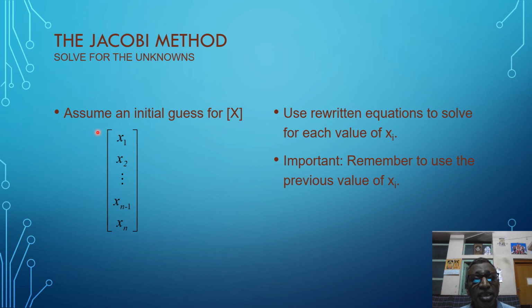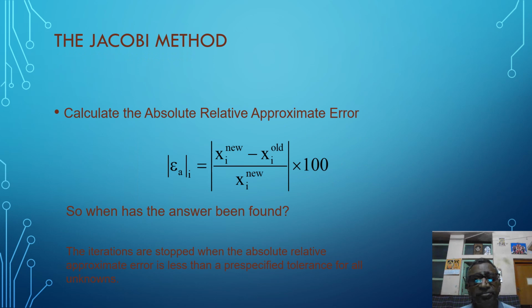So we are here assuming an initial guess in the form of the array x1, x2, and so on up to xn. Calculate the absolute relative approximate error of each iteration. It is given by xi new minus xi old divided by xi new, into 100. So this will give you the relative approximate error at each computation of the first iteration, second iteration, and so on.